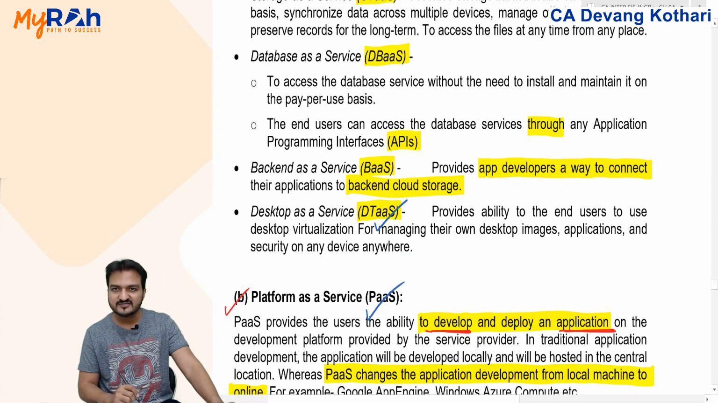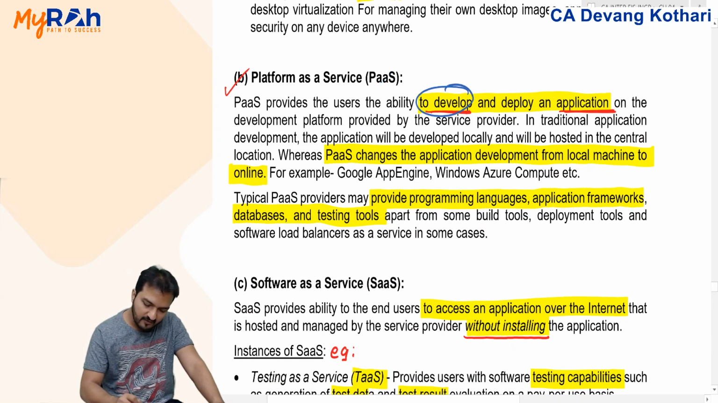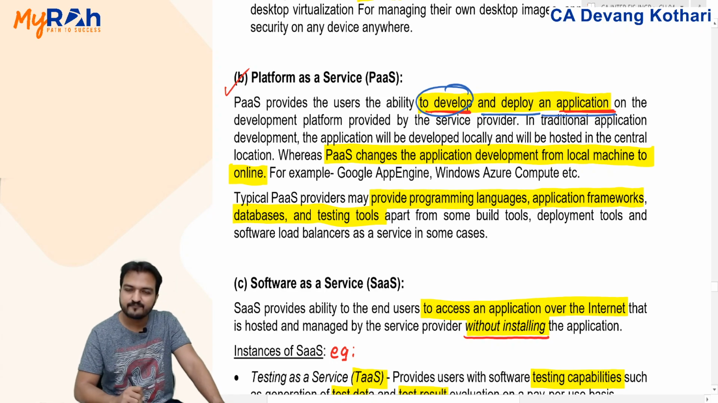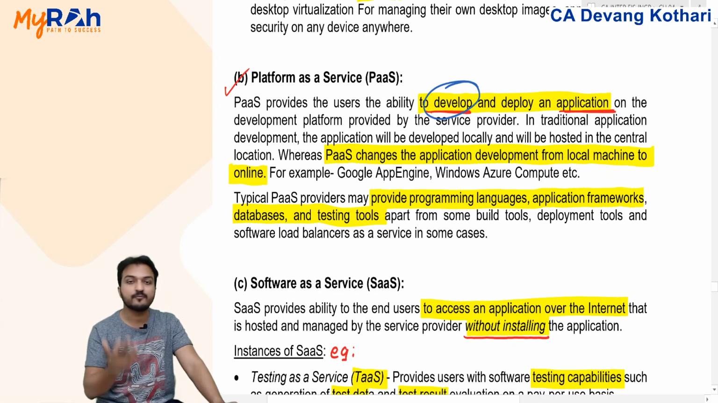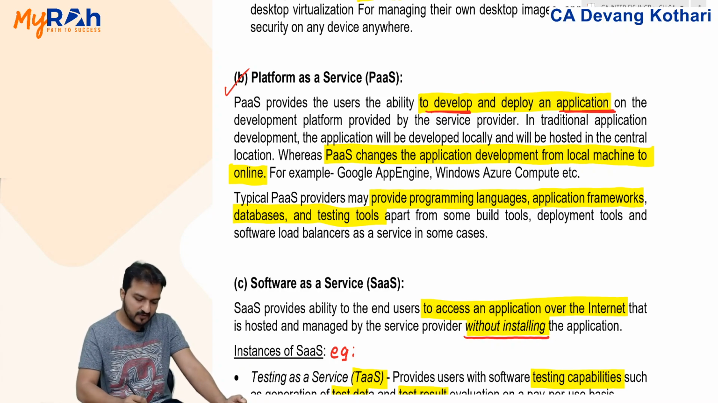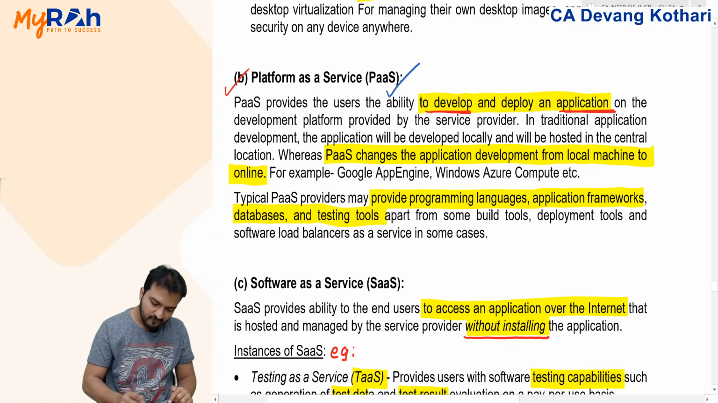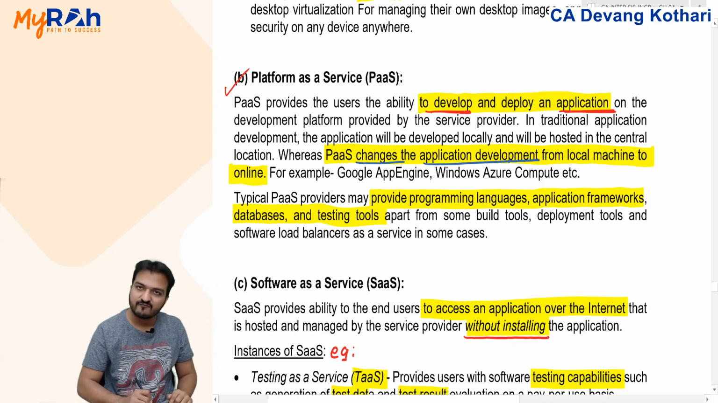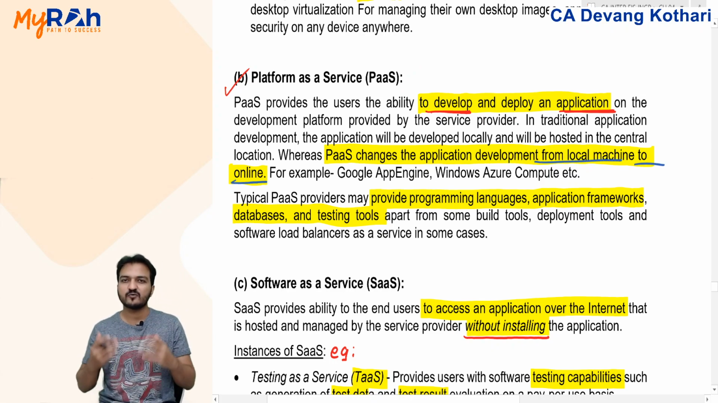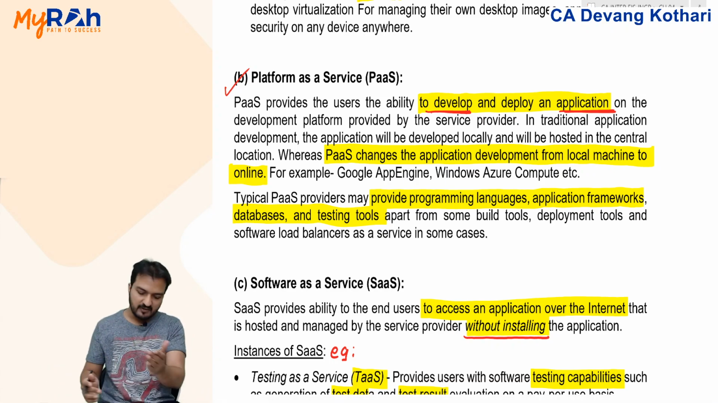Next, platform as a service was again for the software developers. It is a service to develop and deploy application. Application means software. To develop software. Now it is not my job, your job to develop a software. Who develops the software? Programmer. Programmers can use platform as a service to do the software development on the platform. Platform as a service changes application development from local machine to online. So instead of creating software on their own computer, they will create software on the platform. That is platform as a service.